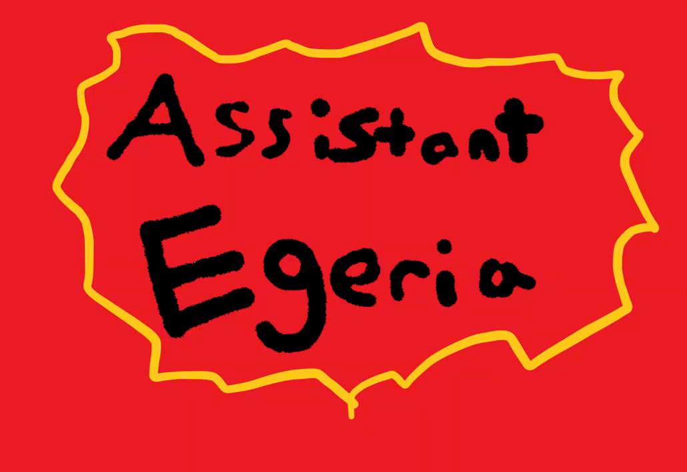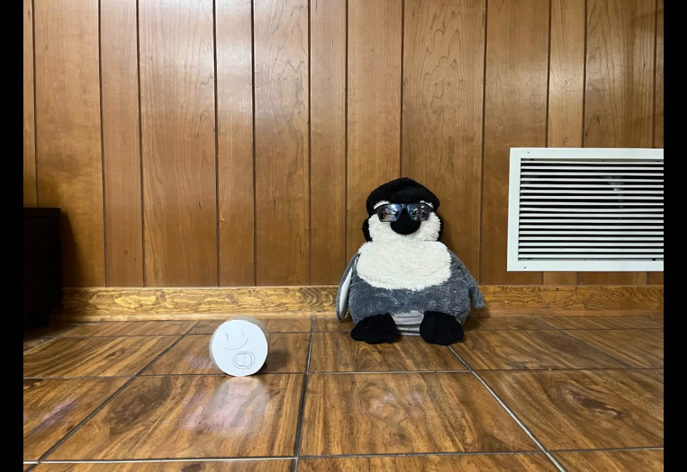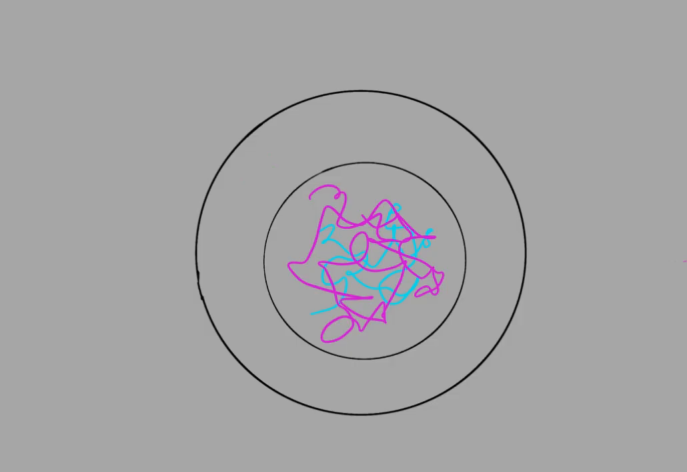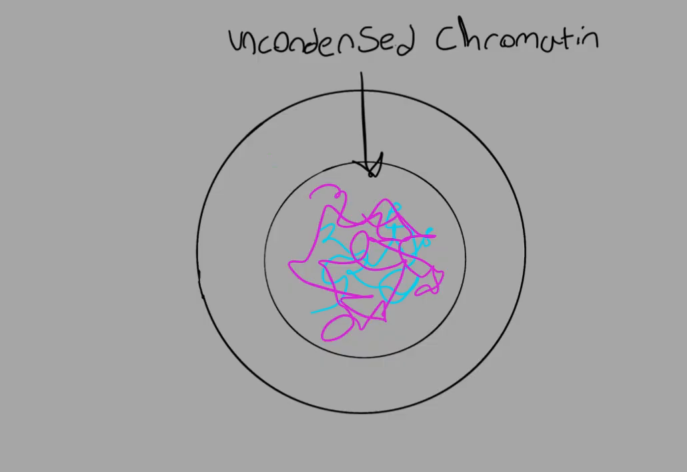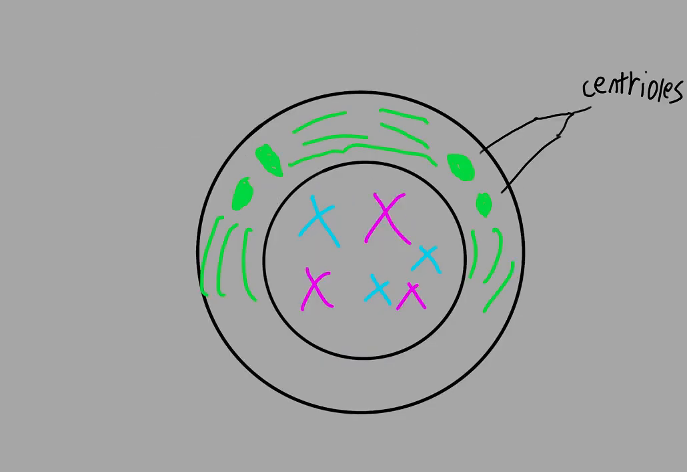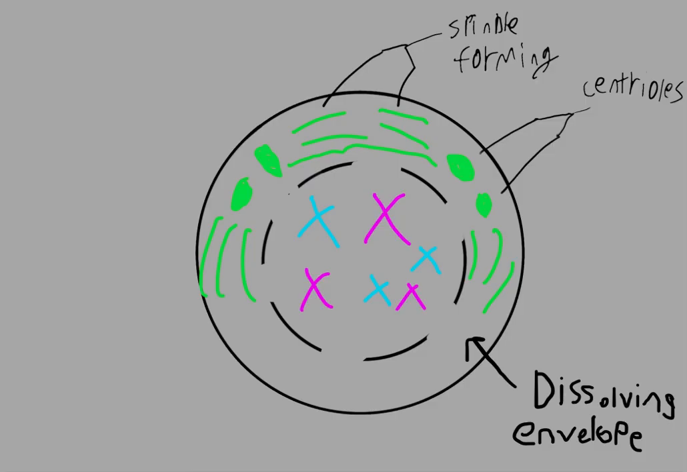Good day to you, class. My name is Miss Agelia, and I will be your mentor for this subphase. We will be going over the prophase. The prophase is the phase where the cell begins to dissolve its nuclear envelope, and chromatin condenses into chromosomes. The centrioles will also begin to separate, and the spindles will start forming.